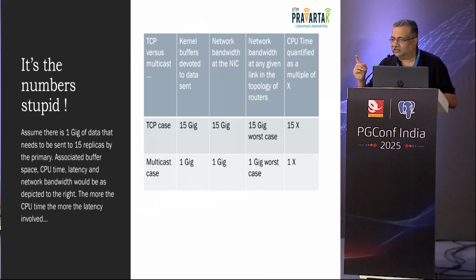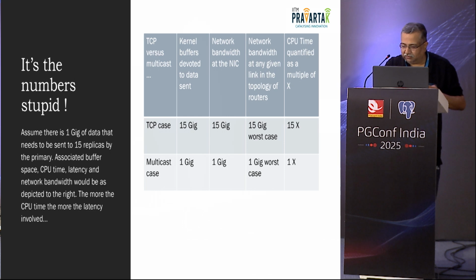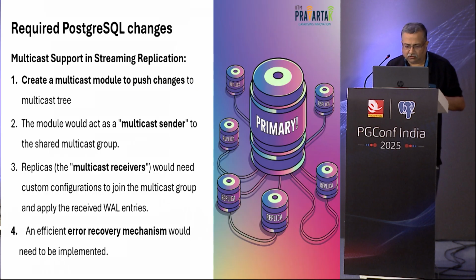You open a single multicast socket, you send the traffic through that socket, and automatically the routers in the intervening topology will replicate the traffic and send it to the replicas automatically. Network bandwidth at the NIC card on the primary, which is sending it, will be again 1 gig. Network bandwidth will be 1 gig worst case, nothing else. And the CPU time again is 1x.